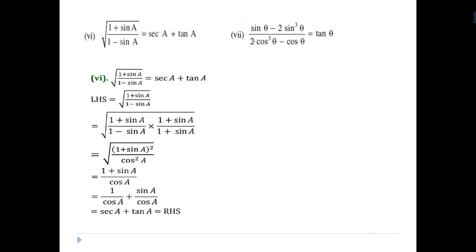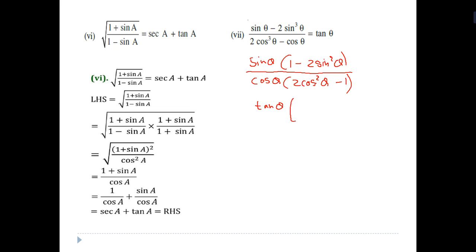Now we go for the 7th sum: (sin theta minus 2 sin cube theta) upon (2 cos cube theta minus cos theta) is equal to tan theta. Now if you see here, sin theta is common, so we can write 1 minus 2 sin square theta. Same thing, we can take cos theta common, then 2 cos square theta minus 1. Now sin theta upon cos theta is tan theta.